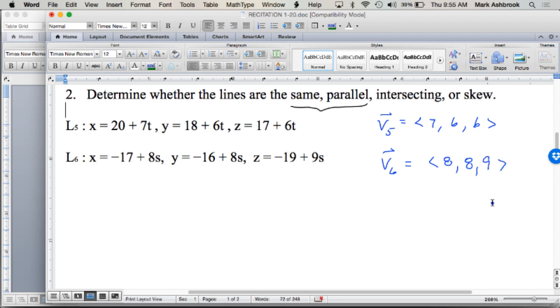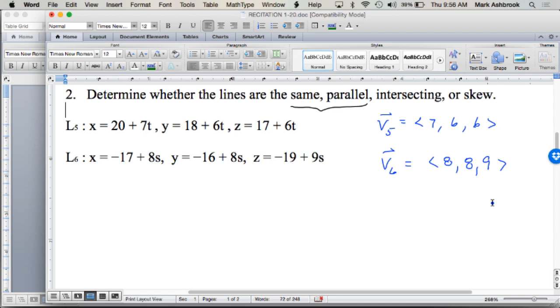So what's an example of what we'd be looking for in the direction vector of line 6 to conclude, yes, they are parallel? Yeah, if it was 14, 12, 12. Or give me another example. 7 halves, 3, 3. How about negative 21, negative 18, negative 18? See it? As long as this is any scalar multiple of that one, then it's either the same line or parallel lines.